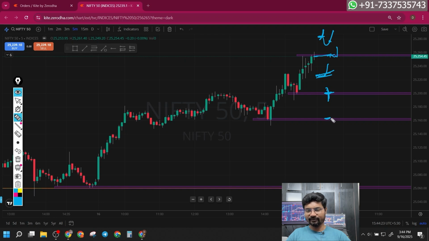Your first target should be here. You can book the target here. Don't wait in this trade. From here, it may bounce back or it may consolidate between these two levels. If it breaks this level, if it opens below this level, it is going to be a surprise move for everyone, and it is going to be bearish. It may retest this level, and in that retest, you should be looking for selling.